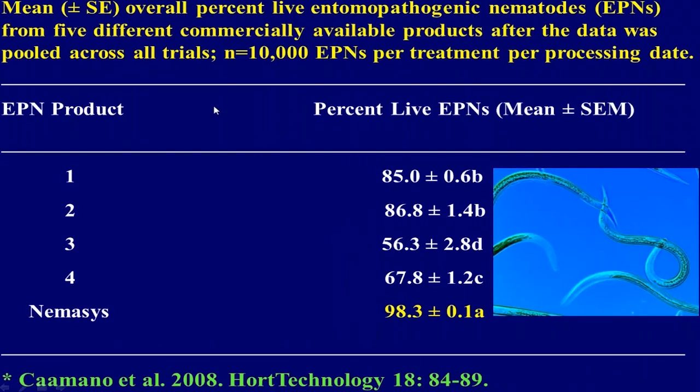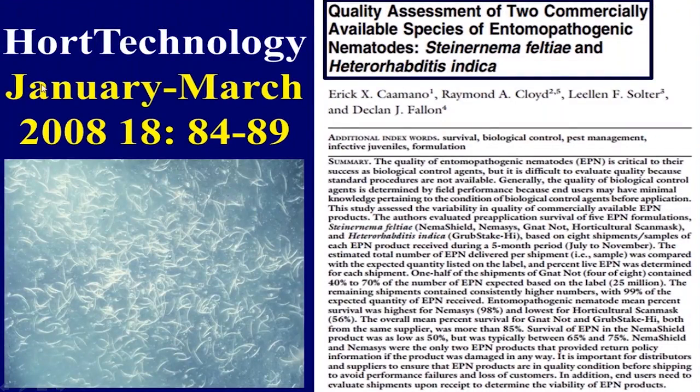For example, here's a study one of my graduate students did evaluating the percent live entomopathogenic nematodes for various suppliers. You can see that for one of the suppliers, only over half of them are live and nearly half of them are dead, whereas with the product Nemesis, we were getting 98% live EPNs, which is very, very good. If you want to read more, here is the publication and the journal where it came out, if you want to learn more about quality assessment of beneficial nematodes.